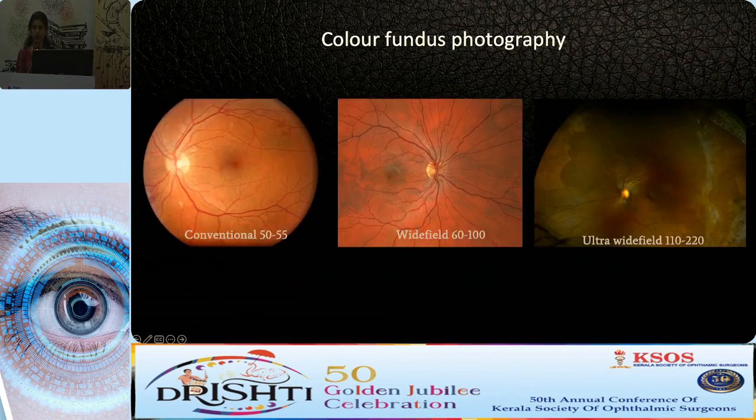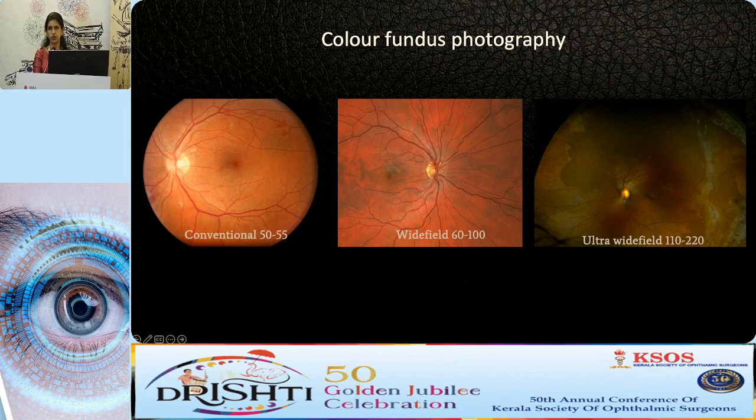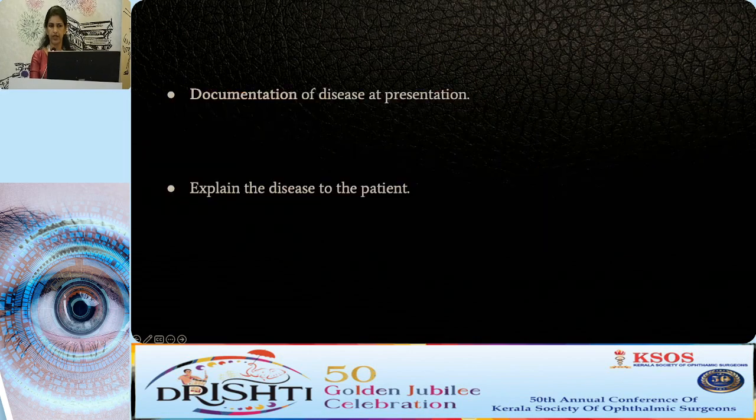So in color fundus photography, we have these machines since long. The conventional cameras give us 50 to 55 degree view of the retina, while the wide field images cover 60 to 100 degrees of retina. The newer ultra wide field give us up to 82% of the retina we can visualize with a single click. And these machines are good because they can even give us these images in a non-mydriatic pupil. That is, especially if there are synechia and the pupil is not dilating in posterior uveitis, they are helpful. And it also helps in documentation of the disease at presentation and to explain the disease to the patient. They can see for themselves what is happening in their eye and their response to the treatment.